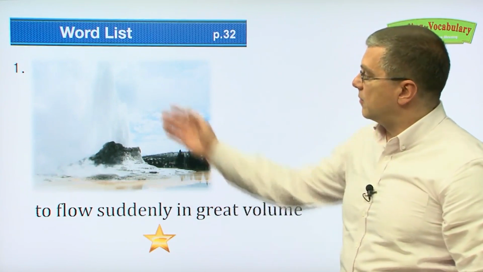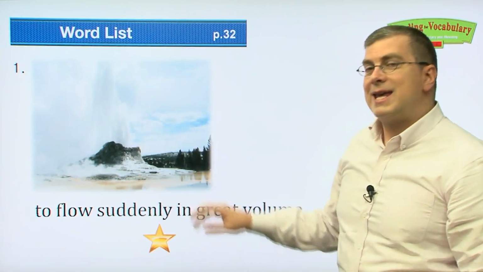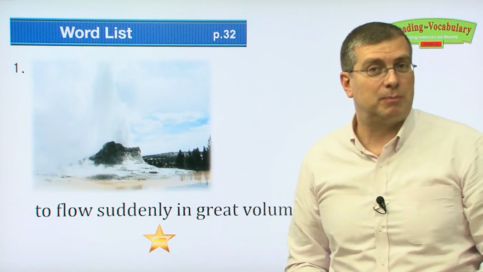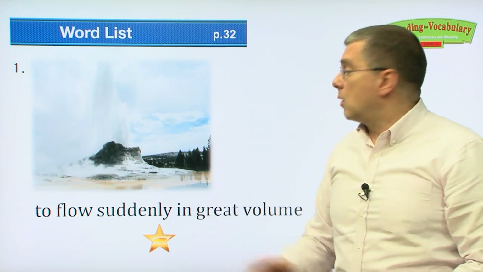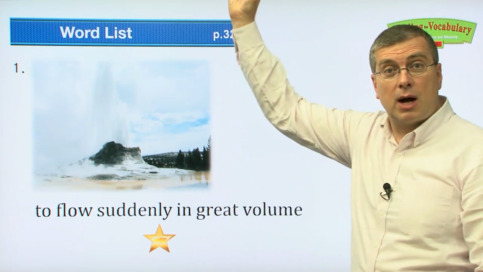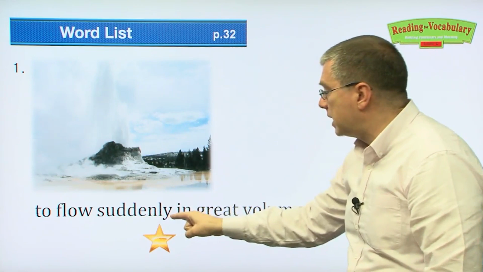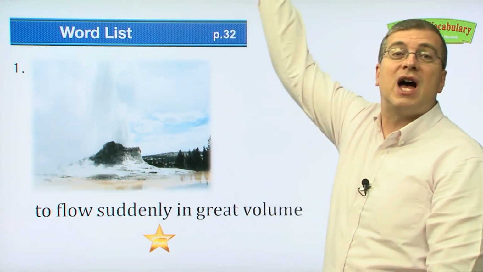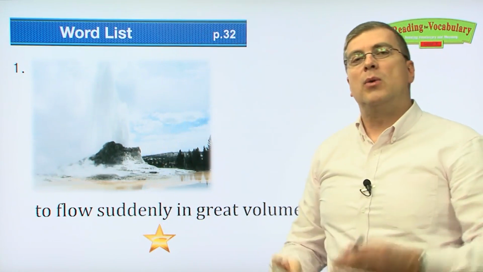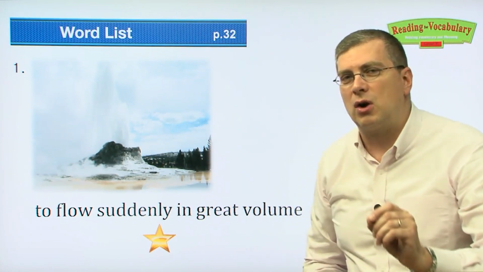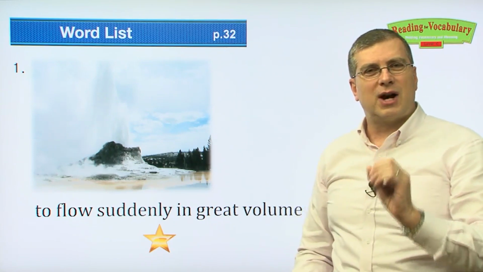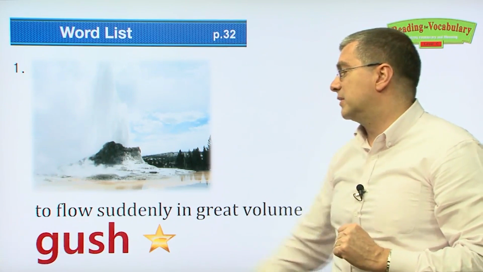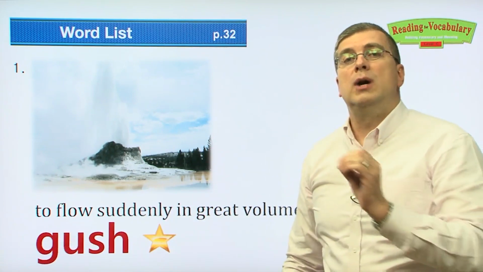The first one, we have a picture here. This looks like Yellowstone National Park, a very famous park in America, where hot water comes out of the ground. It comes out very suddenly and in great volume. It suddenly shoots up into the sky. Now, there is a very specific verb we can use to describe exactly that action. What is that verb? That verb is gush, to gush.